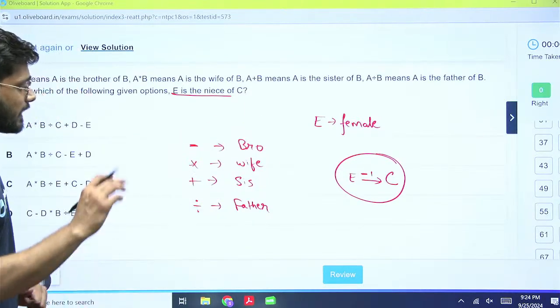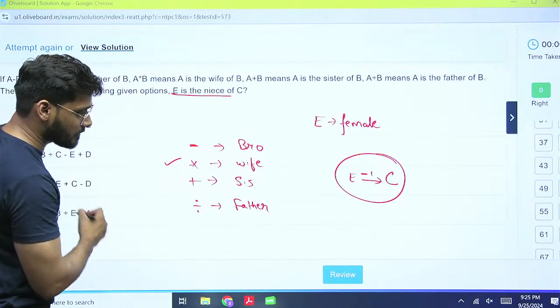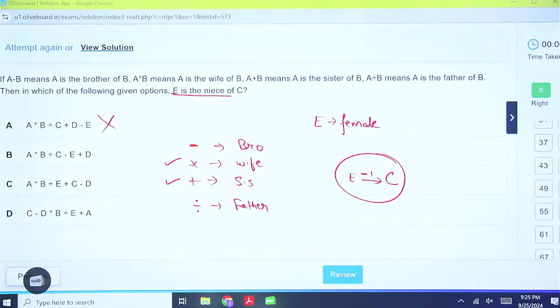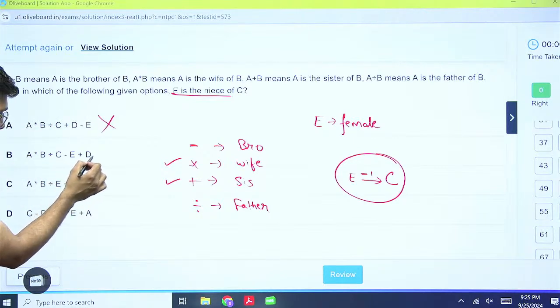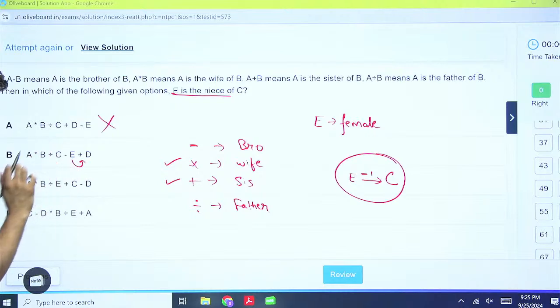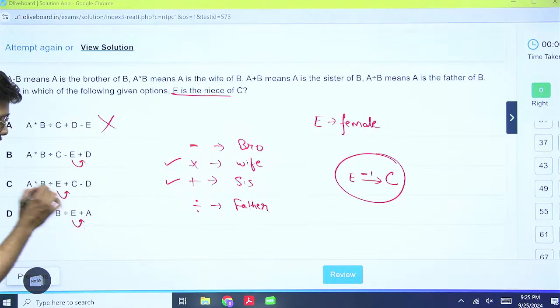So E should be female, and if E should be female, then after E either a multiply sign or a plus sign will come. Option A is eliminated because there is no sign after E. It can be the answer because after E it is plus. So we can determine the gender of E, that is, E is female. Here, after E it is given plus, we can also determine E is female, and here we can also determine E is female.